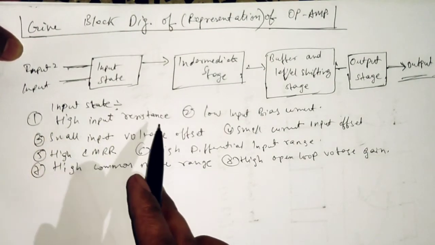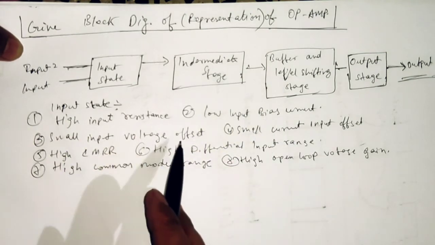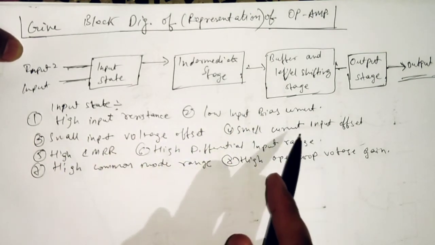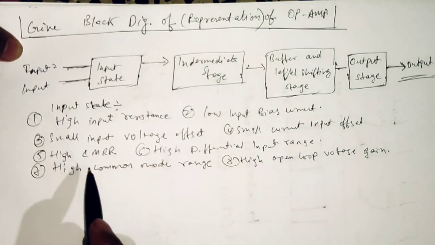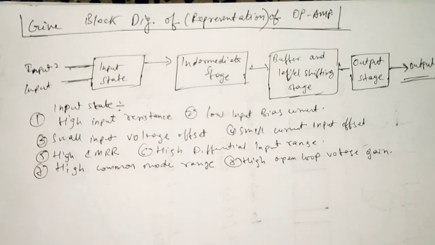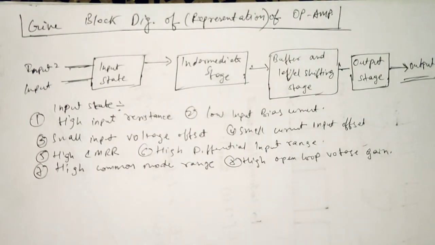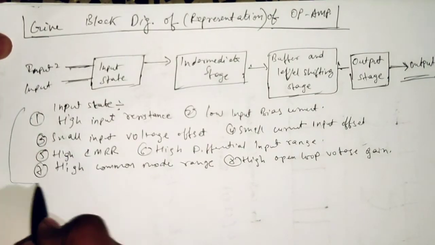First of all is high input resistance. Second point is low input bias current. Third point is small input voltage offset. And the fourth point is small input current offset. And the fifth point is high CMRR. Sixth point is high differential input range. Seventh one is high common mode range. And the 8th one is high open loop voltage gain. So this is a complete introduction of the input stage.